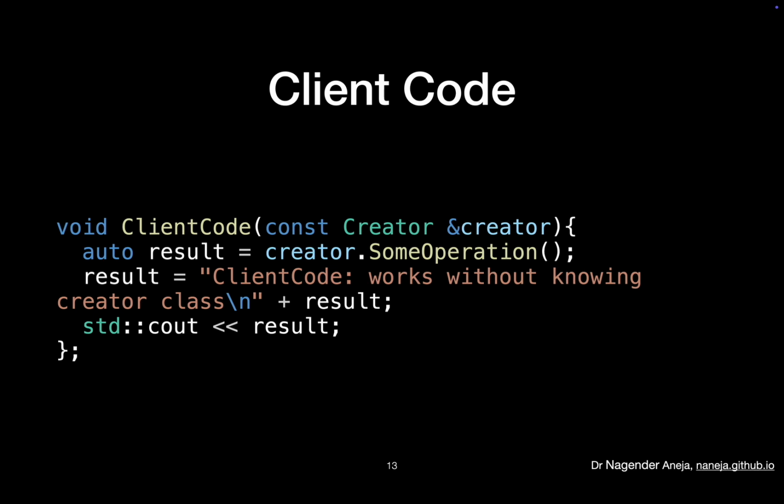Lastly, we need to have a client code, and that client code will work on the creator. It will take the creator and do the operation, right? During runtime, we can pass concrete creator 1 or concrete creator 2. So the client code is accepting the creator, and we can call some operation on the creator. Okay, and that's the result.